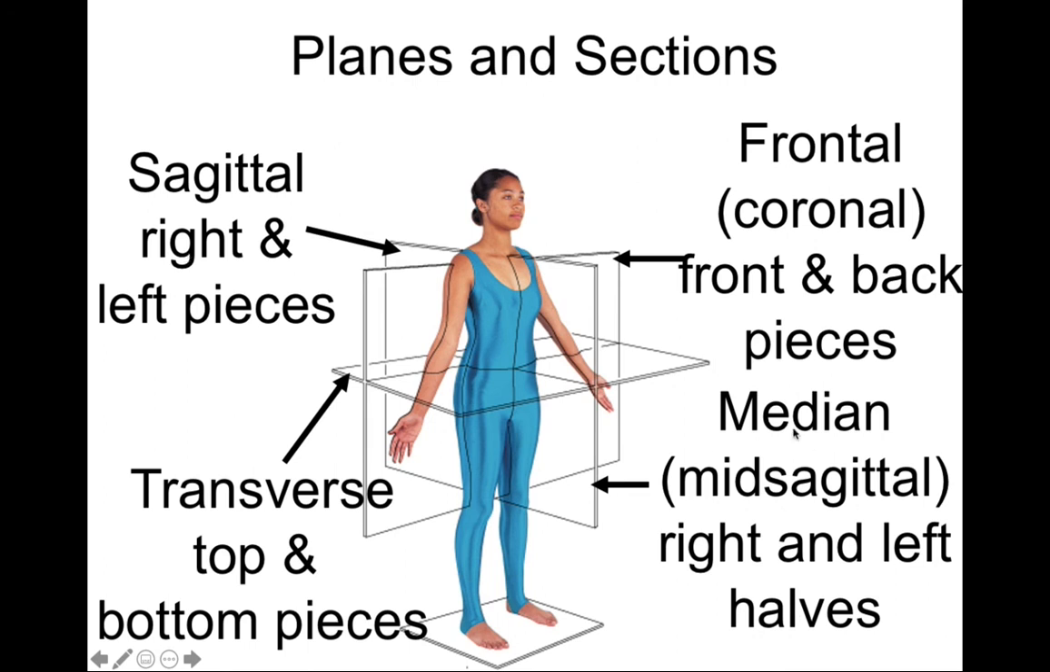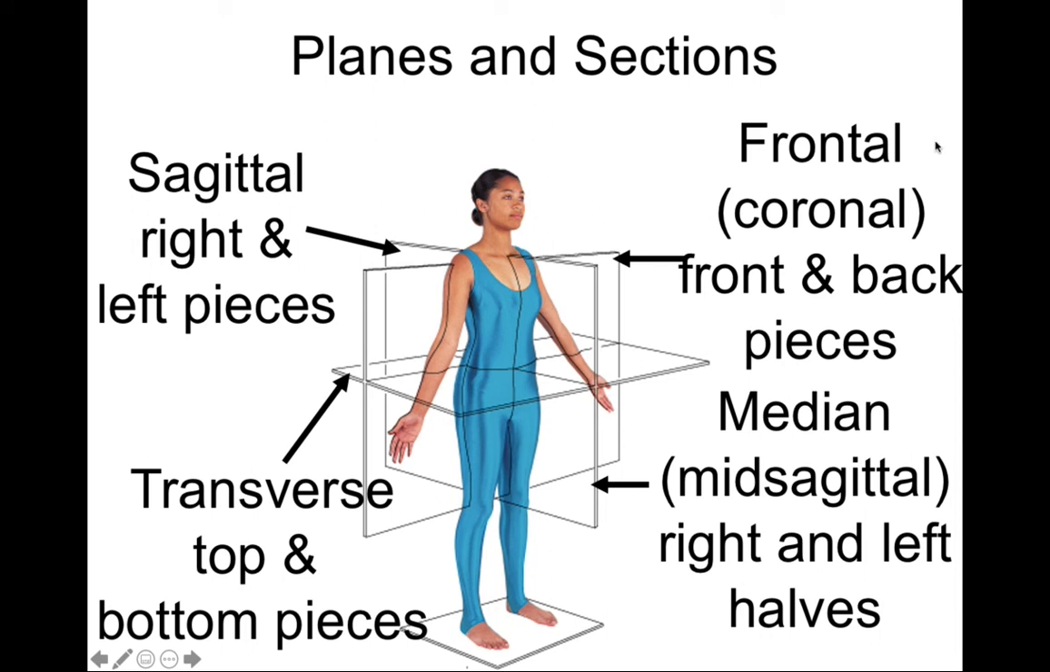All median sections are sagittal sections in fact. However, not all sagittal sections are considered median sections. We could, for example, take this plane and move it towards either side to give us unequal pieces of the right and left side of the body. This example would give us what we know as a parasagittal section, as it's next to the median section.